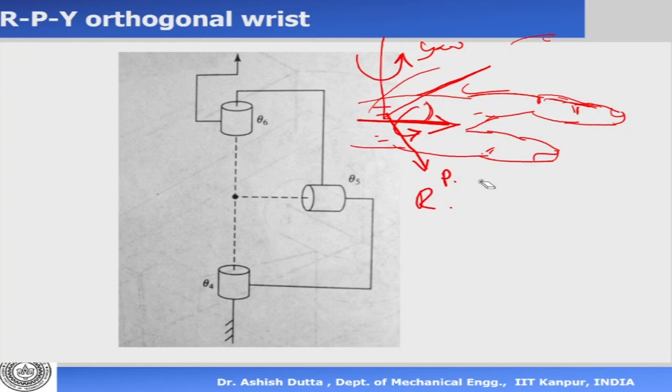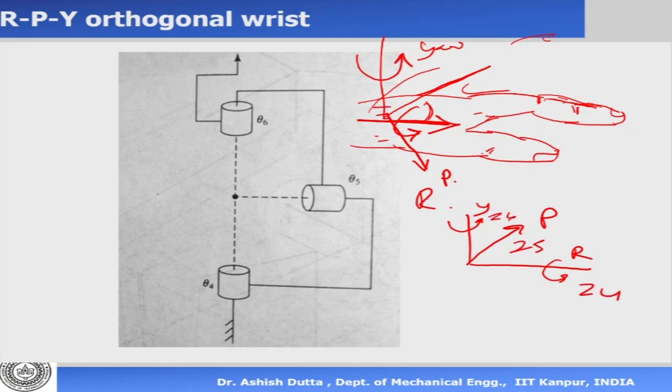Now these three axes: if this is my roll axis, then this is my pitch axis. Oh, it is pointing that side. Pitch axis is that side, and the yaw axis is here. It's roll, pitch, yaw. But if you assign the Z axes, Z4, Z5, and Z6 this way, we cannot make the DH parameter table because you cannot assign your X6 then. Because of which we rotate this Z6 and make it the same as Z4.